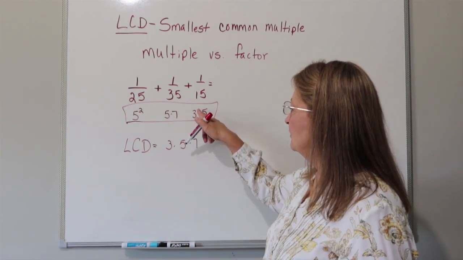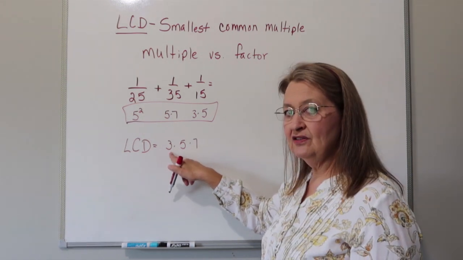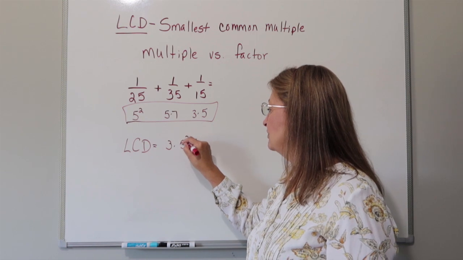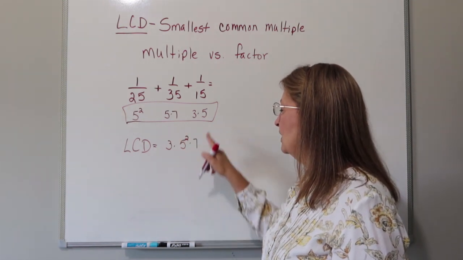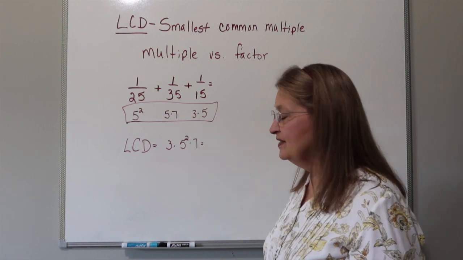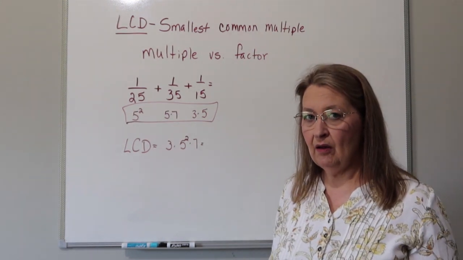All right, there's no exponents of 3, so it stays like it is. Now with 5, I have a 5 squared. So I'm going to adjust this number to be 5 squared, and then 7 is fine like it is. Now, this is my new least common denominator.